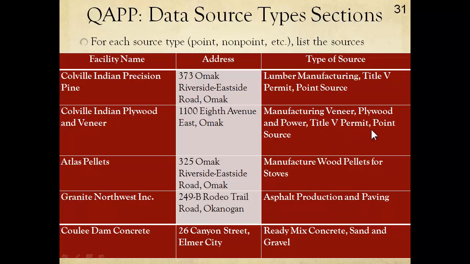Now, whenever there's a permit involved at a facility, you generally can get that information from EPA and often even just from the EPA regional website. And that's great information because they've already calculated the estimated emissions.